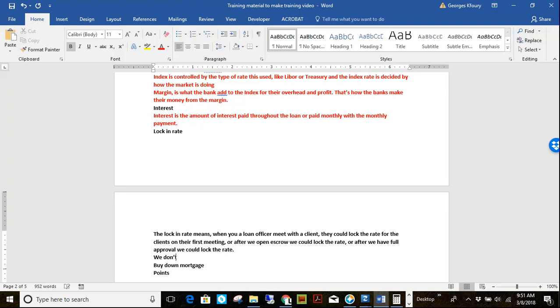We don't suggest locking the rate on the first meeting, because if the transaction doesn't go through, that could cause us to have a negative closing pull ratio with our locks and banks, and if we have a weak pull ratio, the banks won't lock for us anymore.